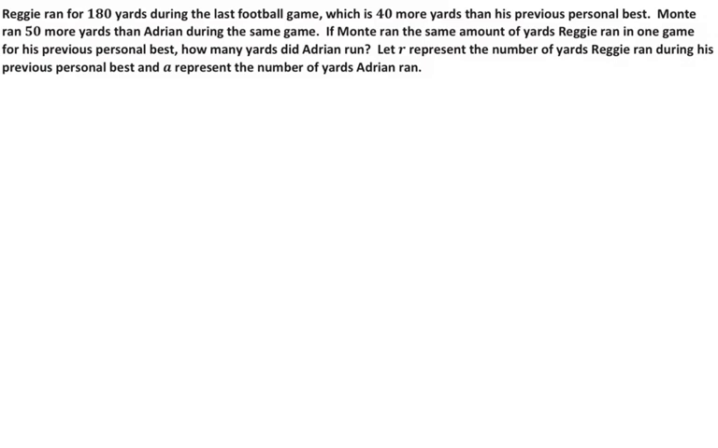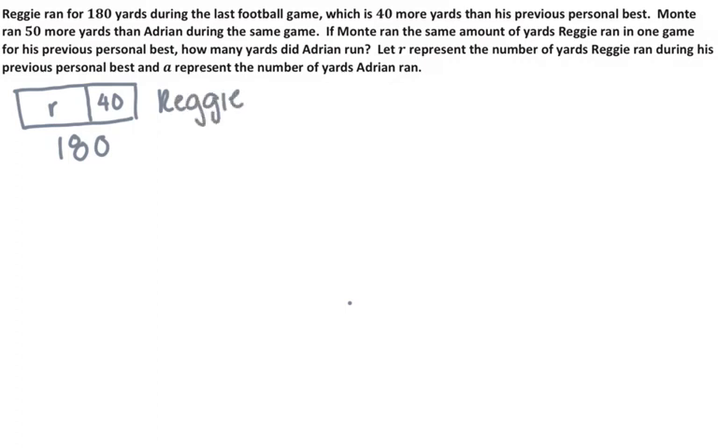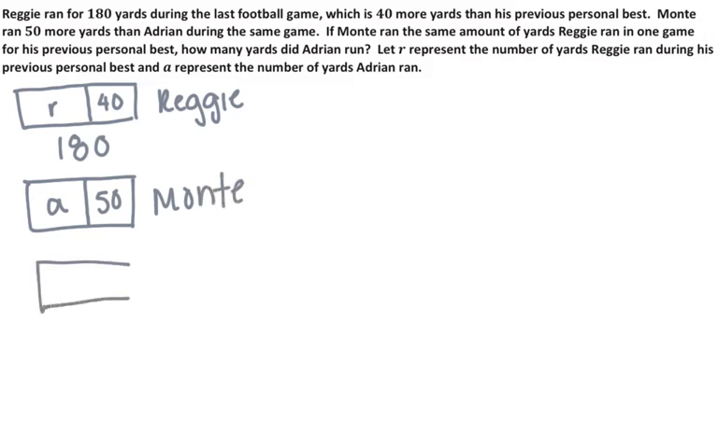So we're going to start by drawing our tape diagrams, and I'm going to start with Reggie. So I'm going to draw a rectangle. We know that he ran 180 yards, which is 40 more yards than his personal best. So we're going to have 40, and then we're going to have R. So this is Reggie. Next, I'm going to draw a tape diagram for Monty. And Monty ran 50 more yards than Adrian, so we're going to have 50, and then A. And then for Adrian, we're just going to have one single rectangle with A inside.